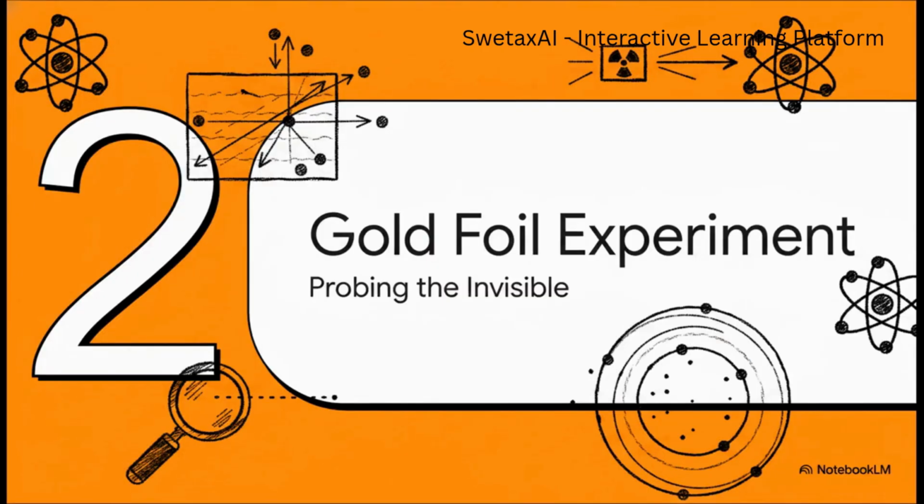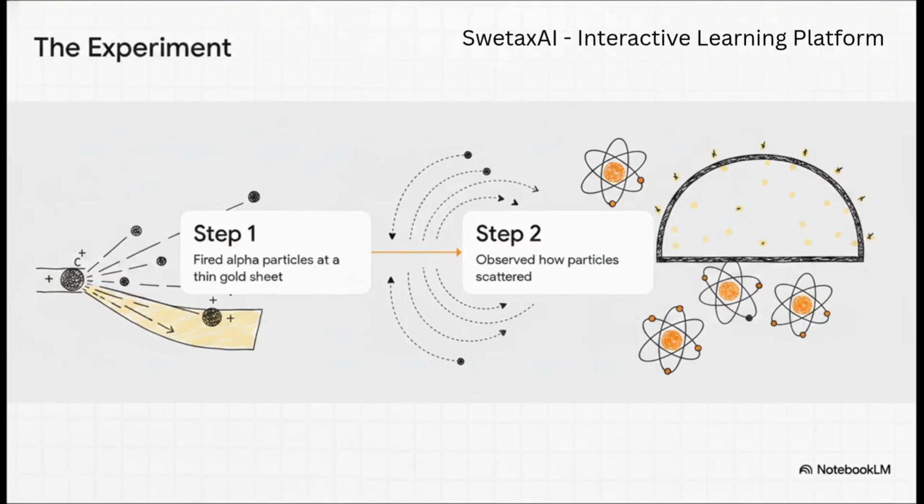Section 2. The Gold Foil Investigation. Let's transition into the actual detective story of exactly how Ernest Rutherford discovered this hidden reality. To figure out that solid objects are essentially empty space, Rutherford had to set up what was basically a microscopic crime scene. You see, he needed a way to map out the internal structure of an atom without ever actually seeing it. So he built a microscopic shooting range.